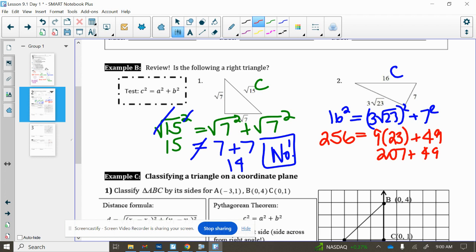Is that bigger than 256? Well, it actually ends up equaling 256 exactly. So this works out that yes, this is in fact a right triangle.